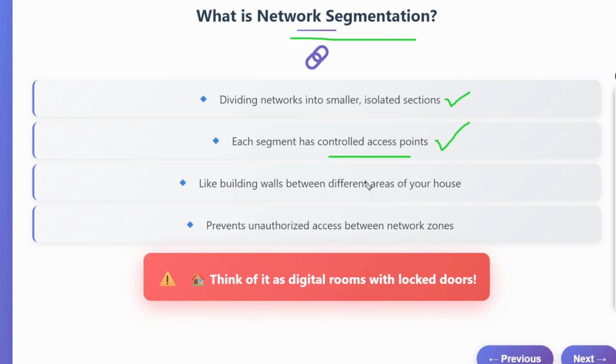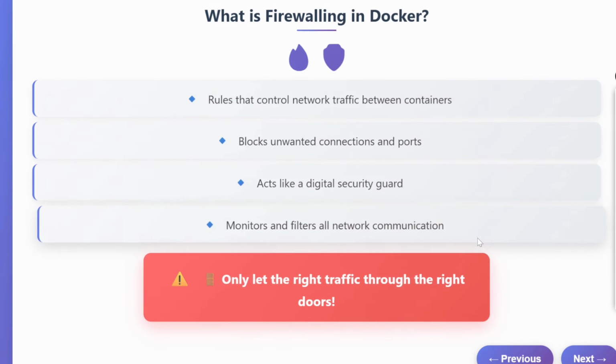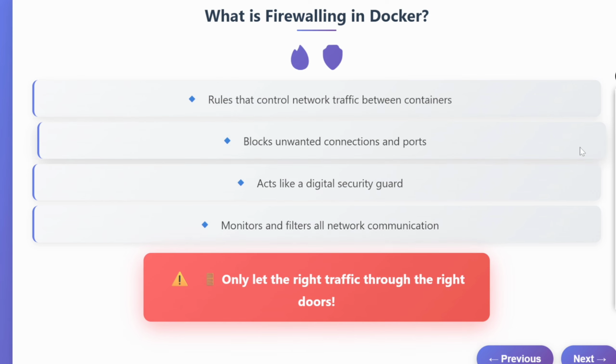So you can control who can talk to whom, setting up security gates between the rooms. It's like building walls between different areas in the same house, and it also prevents unauthorized access between the network zones. For a non-technical analogy, you can think of it as a digital room with locked doors. Moving to the next slide, we are going to discuss what firewalling in Docker is.